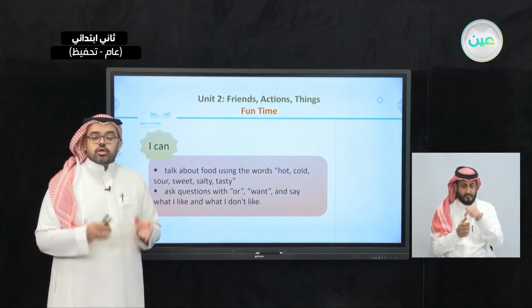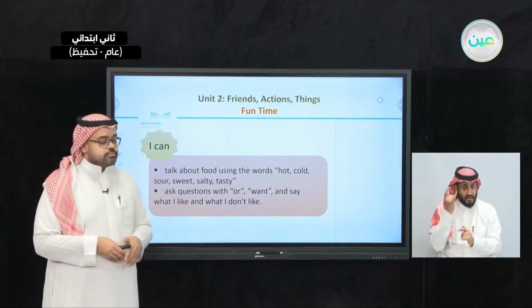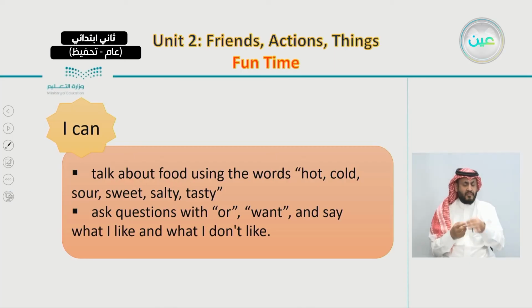So at the end, it's very important that you can talk about food using the words hot or cold or sour or sweet, salty and tasty. So when you're talking about food, any kind of food, a fruit, a pizza, or a sandwich, a soup, you can choose one of these words. You can say, the soup is hot. Ice cream is cold. The lemons are sour. The cookies are sweet. And the sandwich is tasty.